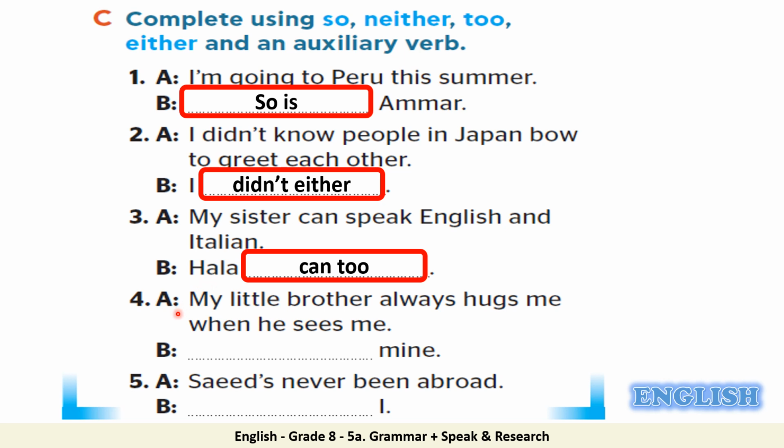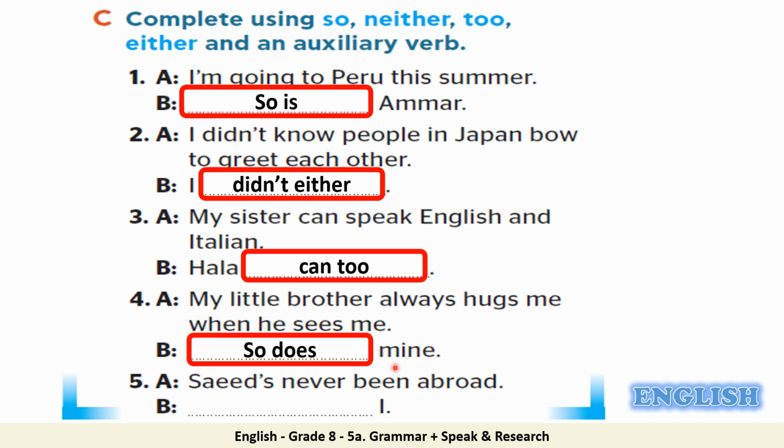4. A. My little brother always hugs me when he sees me. So the sentence is positive, right? And we have a main verb here. Be careful with B that we have at the end mine. Excellent. So does mine. Of course, we used does because we have a main verb. And here we are talking about singular subject, right?